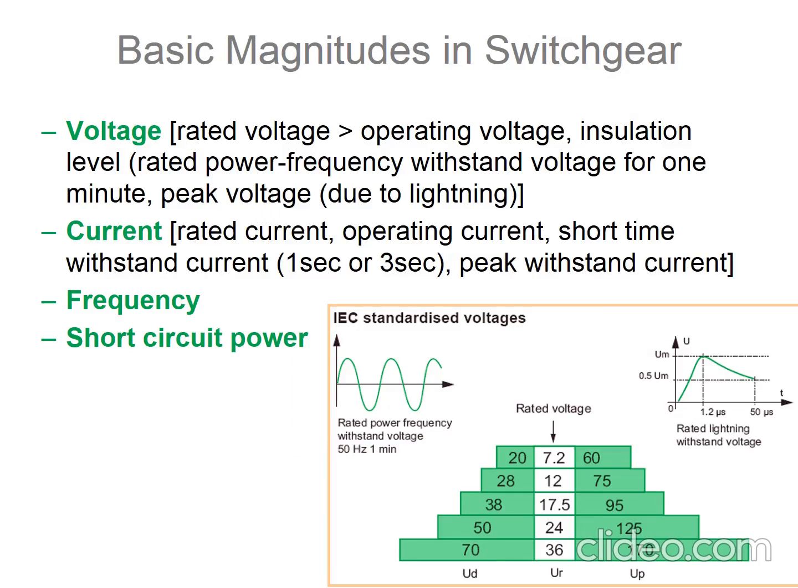Okay, these are the basic magnitudes in switchgear. There is voltage: rated voltage and operating voltage. For current, we have rated current, operating current, and short time withstand current, and then peak withstand current. And also we have frequency, 50 Hz, and also short circuit power.